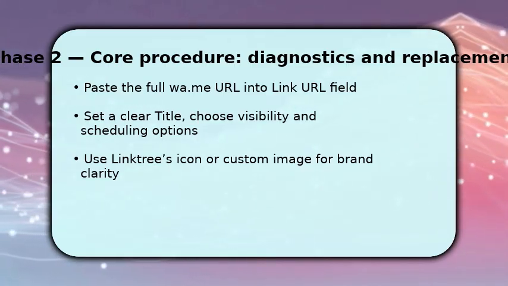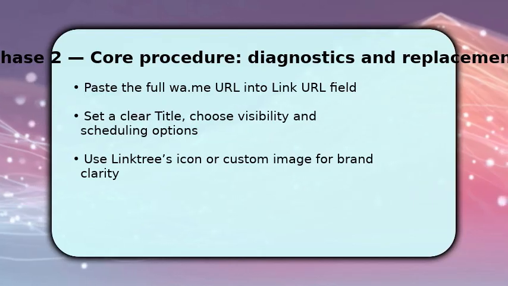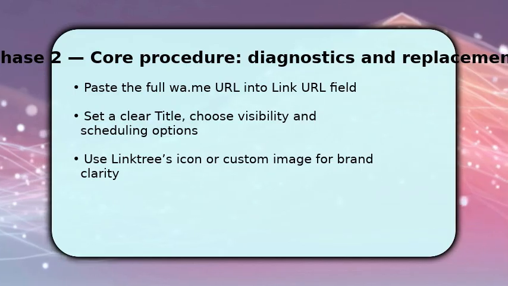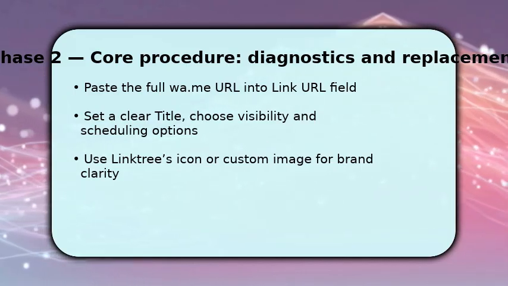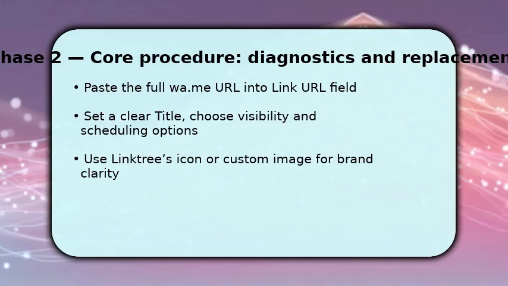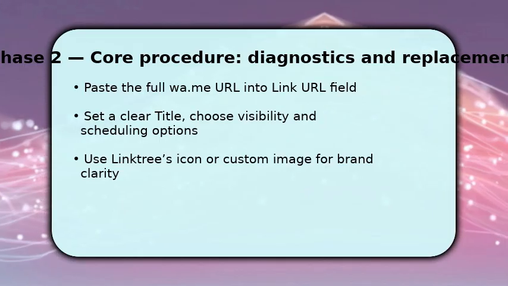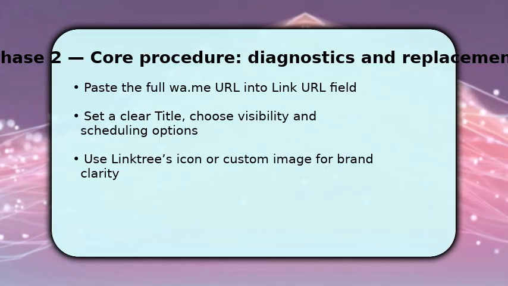You can toggle visibility, schedule the link, or enable analytics if you want tracking. This matters for measuring clicks. Also assign an icon or upload an image. Visuals increase trust and conversions. Make sure to save changes and preview your Linktree page to confirm the link appears where you expect it.